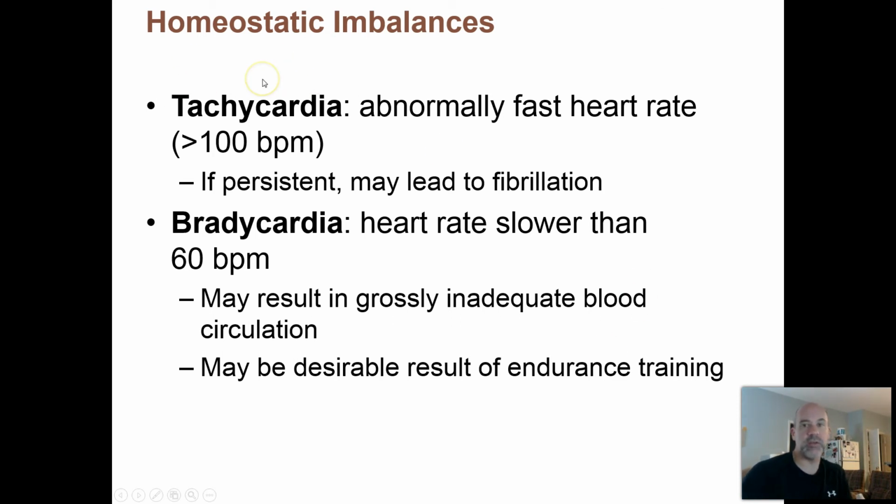Some terminology you should be familiar with: tachycardia and bradycardia. Tachycardia means that the heart rate is too fast, and it's generally greater than 100 beats per minute in an adult. And if it becomes persistent, it could lead to fibrillation, where you have those weak, very frequent contractions of the heart chamber. So that's tachycardia, high heart rate. Bradycardia is slow heart rate, lower than 60 beats per minute. And that is if you are a normal average adult.